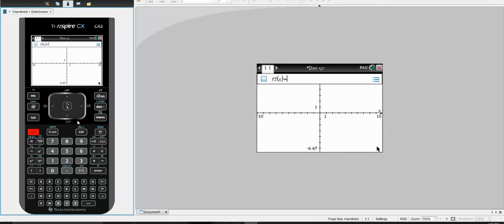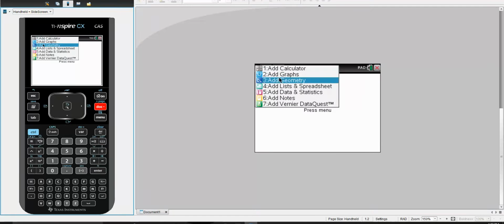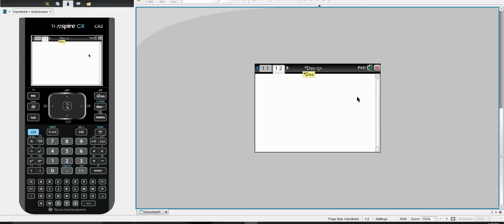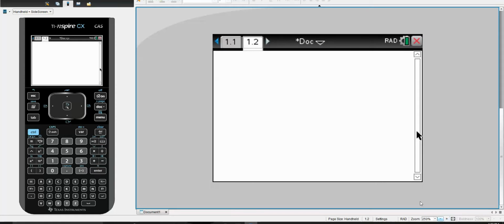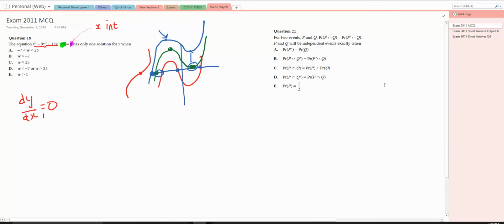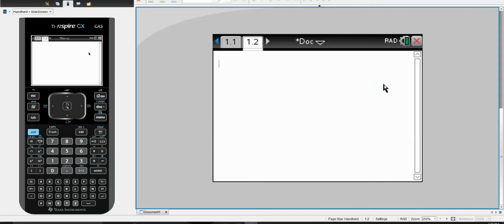All right, oops, I added a graph. I'm gonna go add calculator. Okay, I'm gonna make this larger so you could see. So what was my graph again? I had y equals to, so I'm gonna do define f of x equals to x cubed minus 9 times x squared plus 15 times x.